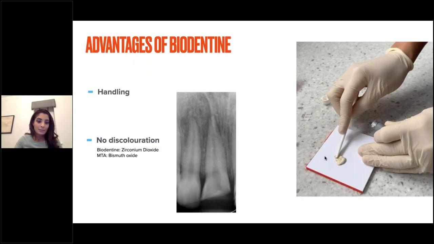And that's particularly important in a tooth like this, which is an anterior tooth. So this tooth had an enamel dentine fracture, and you can see here, if we need to do a pulp cap here, we want something that's not going to discolor the tooth. So big advantage of that.